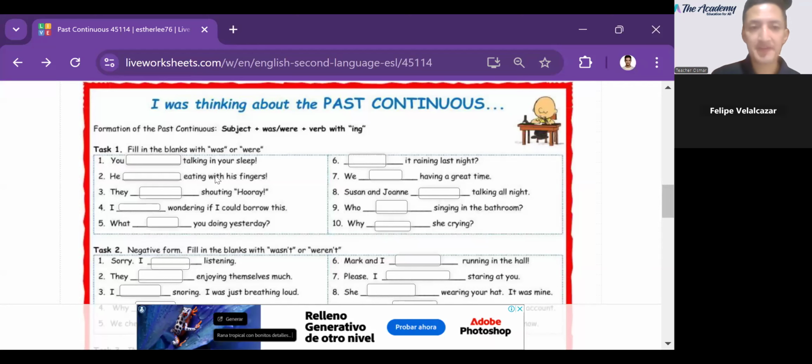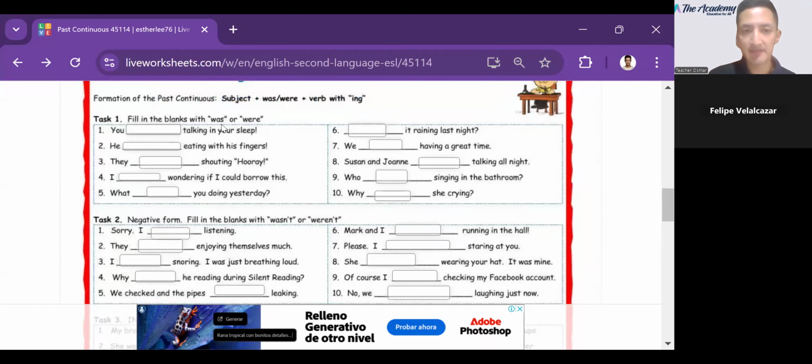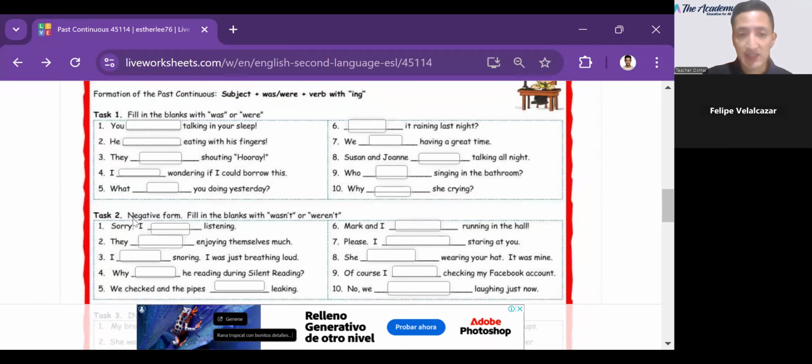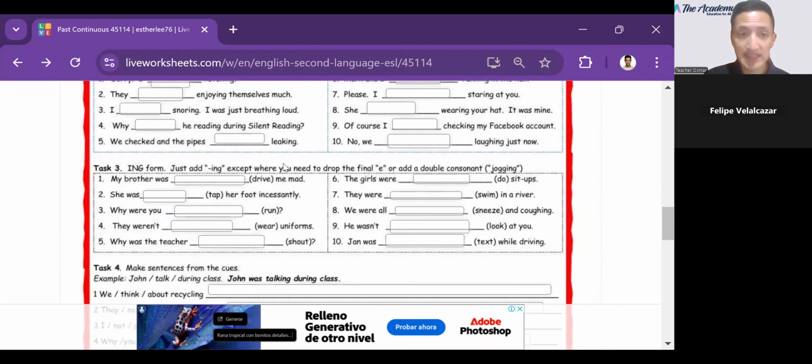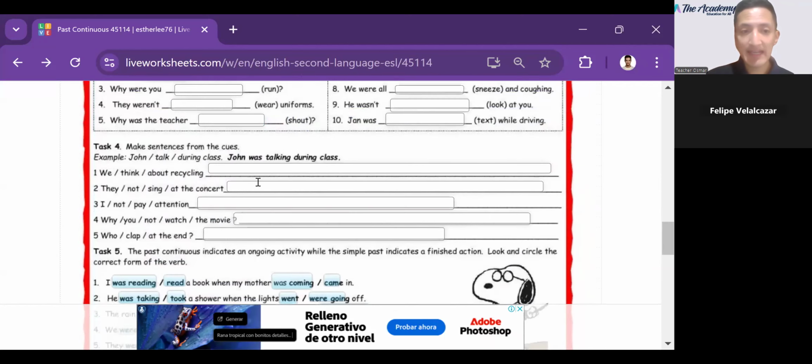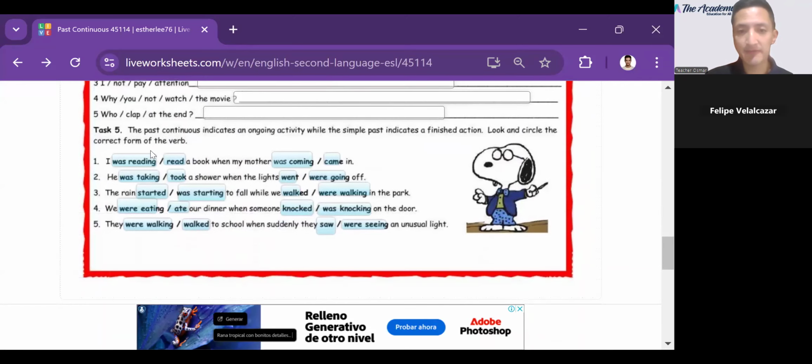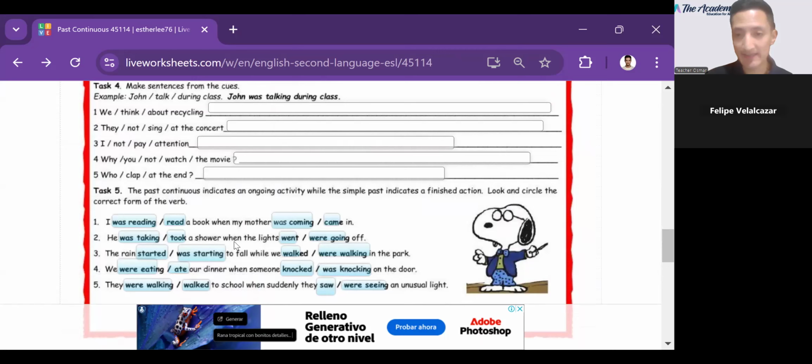Okay, Felipe, first of all, in the first cases, you need to identify if we have to use was or were. In task number 1, only positive. Okay? In the second, task number 2, Felipe, you need to put it in negative, wasn't, weren't. And in the other cases, take a look, you need to add ing according to the verb we have here. And finally, task number 4 and task number 5, you need to identify which is correct. Okay, Felipe? Okay.